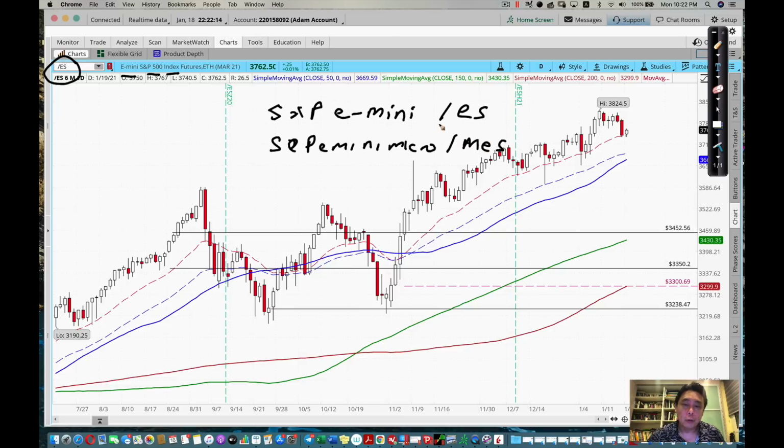/MES. So usually for people with bigger accounts, like you got a $100,000 account, $1 million account, you would trade the /ES. But for those of you who have got smaller accounts, like a $2,000 account, $3,000 account, then it's more affordable to trade the MES, and I'll show you why in a short while.